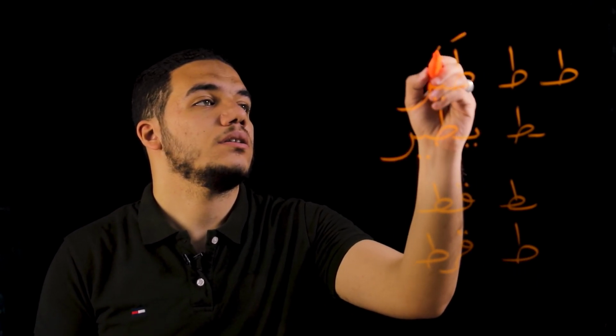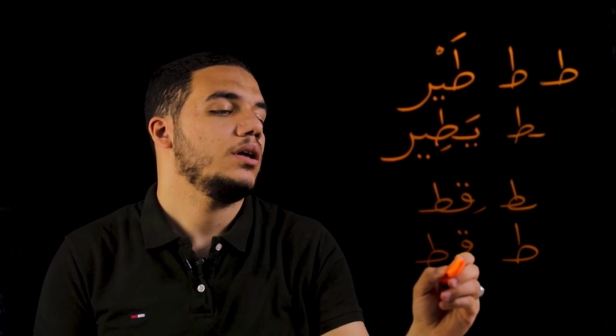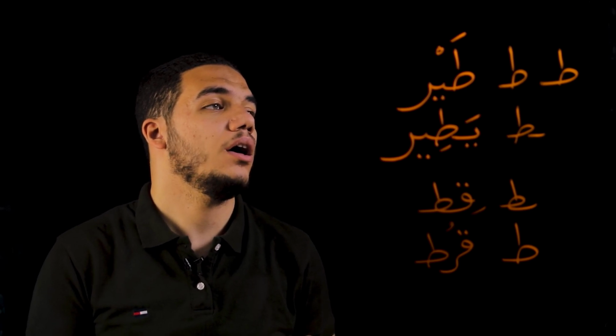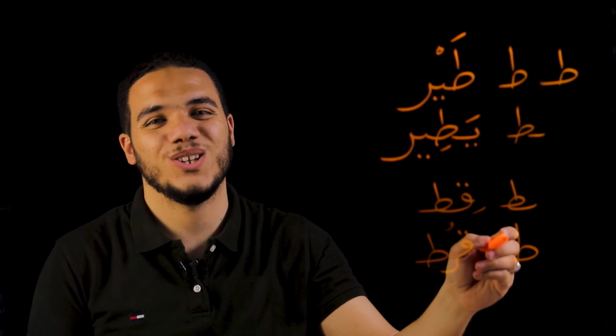So again, طير، يطير، قط، قرط. That's all for the letter Ta. In the beginning, in the middle, at the end, but connected at the end, not connected.